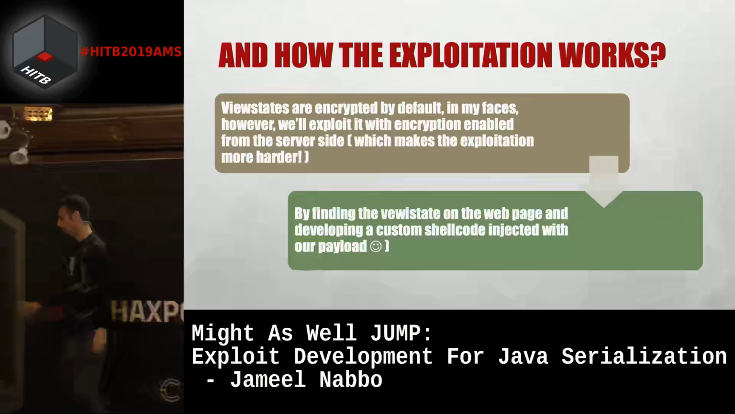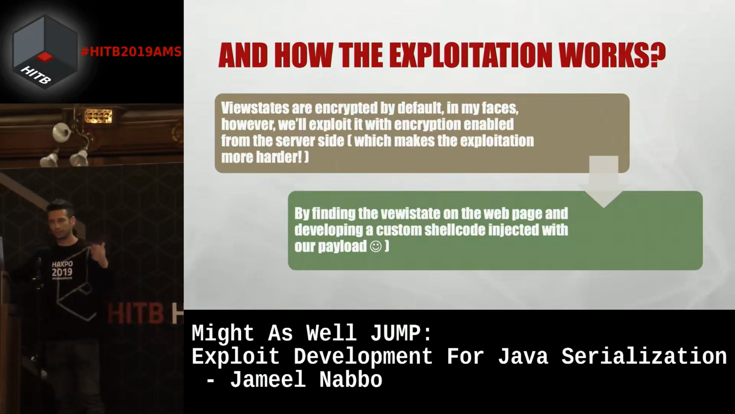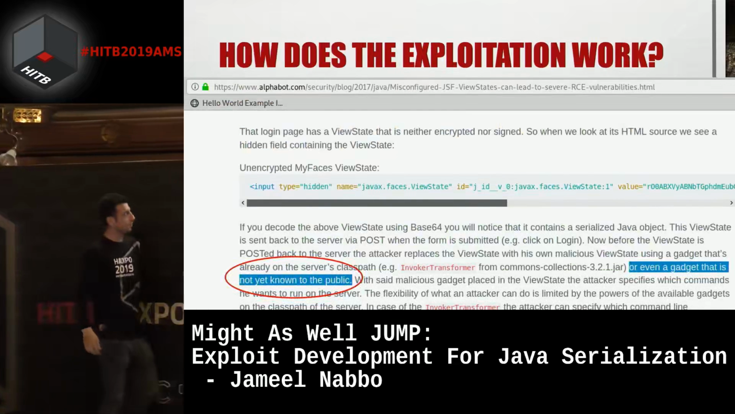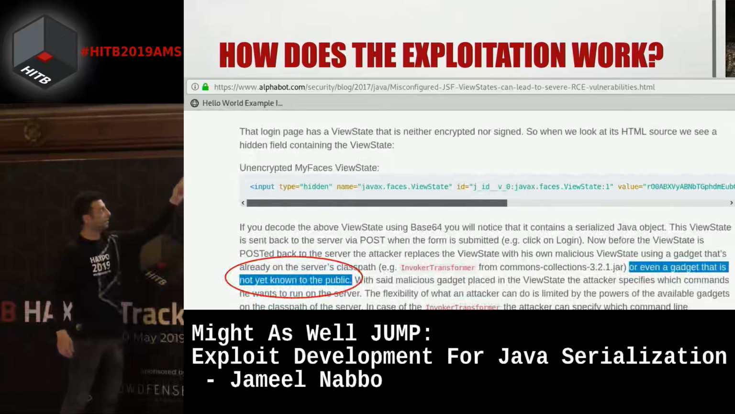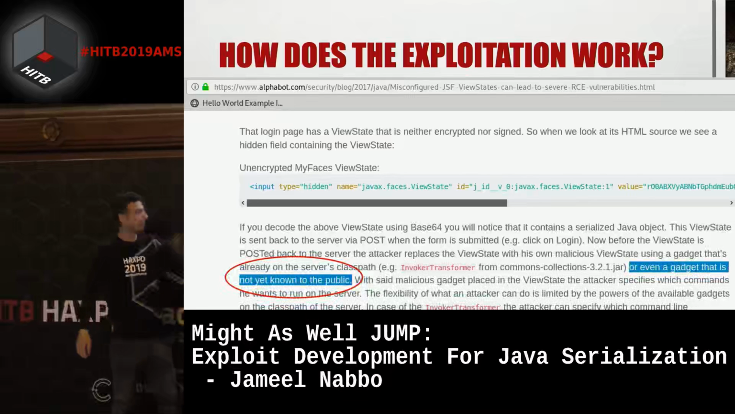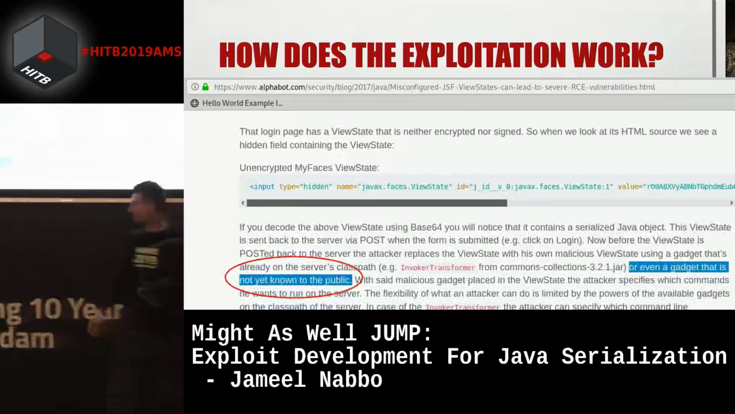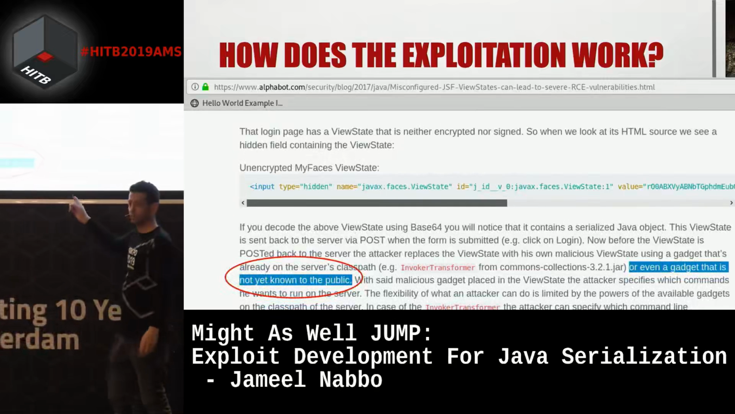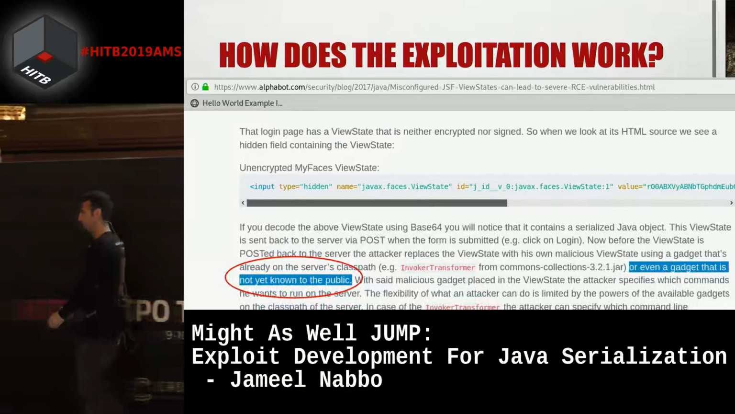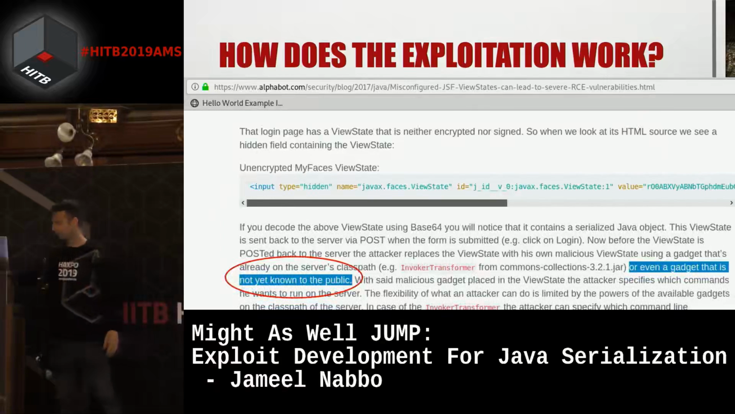So basically we just need to find the view state, and then the secret key, and generate that payload. If you search about MyFaces view state, you're going to end up with this article, and none of them write any exploit for it. And what they say over here, even a gadget that is not yet known to the public. So this is the one that is not known to the public yet. There are other gadgets like Invoker and stuff, but this one is not public.